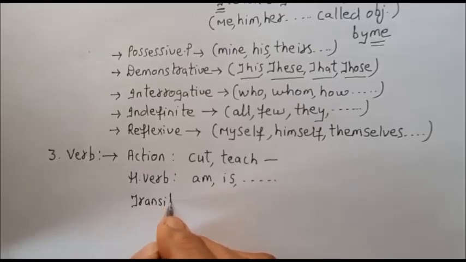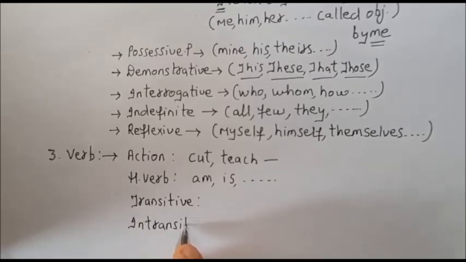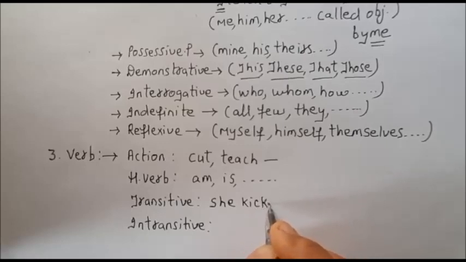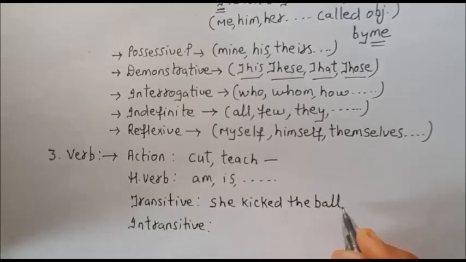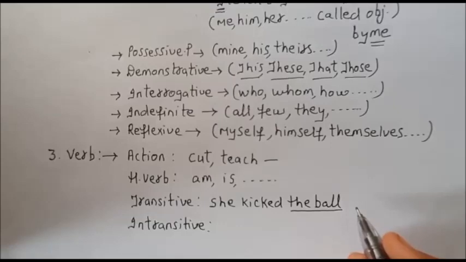And one more you can take over here is transitive verbs and intransitive verbs. Now, what do you mean by transitive? Transitive is a verb which requires an object at the end. For example, she kicked the ball. So here we require an object, right? So it becomes a transitive verb.